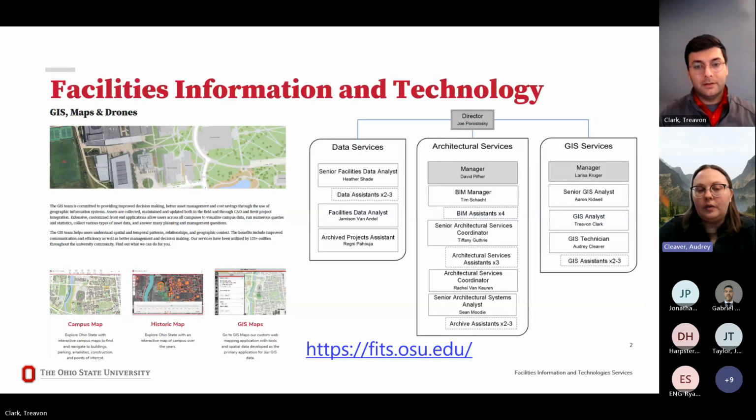So I wanted to give you a little bit of information about FITS. We are Facilities Information and Technology Services. On the left is from our webpage, the GIS page that shows the campus map, historic map, GIS maps, pretty much all of the maps that we create. And on the right is the rest of our group and how we are related to data services, which is our space information group, and architectural services, which handles a lot of our BIM and all of our other building models.